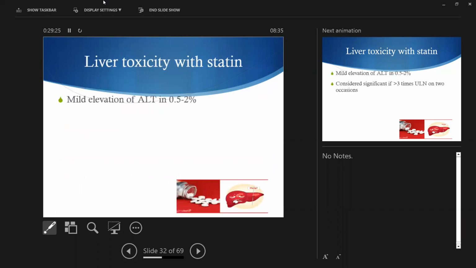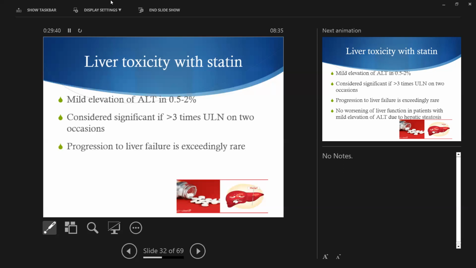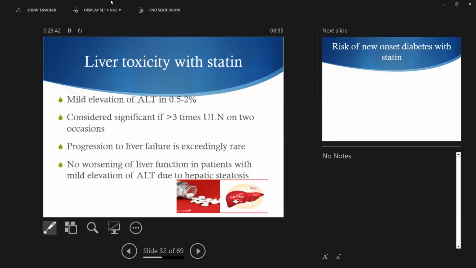Then the other is liver toxicity. Mild elevation in ALT can occur in 0.5 to 2%. We take it as significant when the SGPT or ALT is more than 3 times the upper limit of normal. Generally the upper limit is around 40, so more than 120 we consider significant. But progression to liver failure is extremely rare. We see a lot of patients with fatty liver and dyslipidemia, fatty liver and hypercholesterolemia. In such patients, they have a baseline elevation of ALT or SGPT. It is shown that statin doesn't cause much further elevation in ALT. So we can safely give statin, monitoring the ALT.